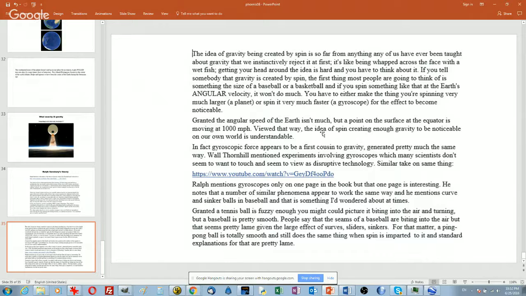Now, this also means that gravity is a first cousin to every kind of thing, also to gyroscopic forces, to the phenomena that you get in baseball, like sinkers and sliders, where you get radical behavior on a baseball, which people have thought involved just the seams on a baseball biting into the air, but that's pretty lame. At any rate, so much for this little thing.